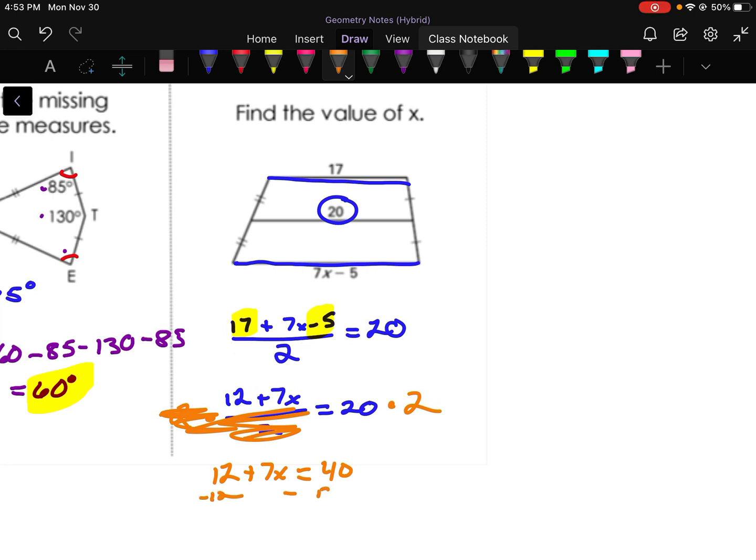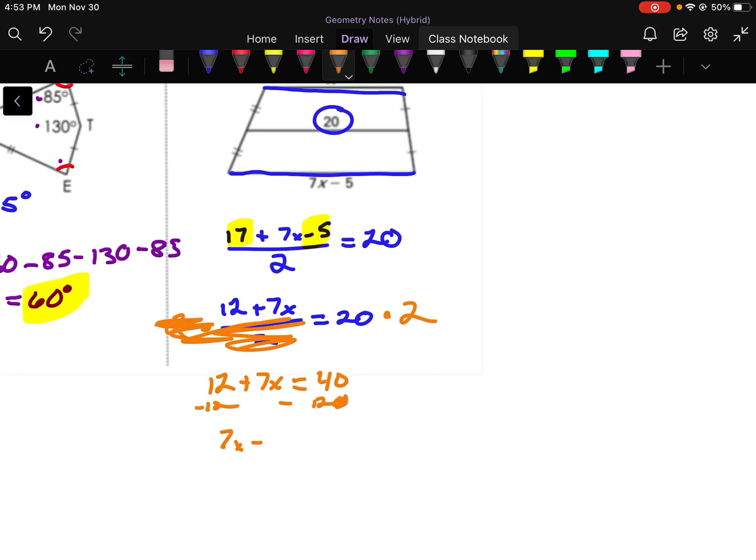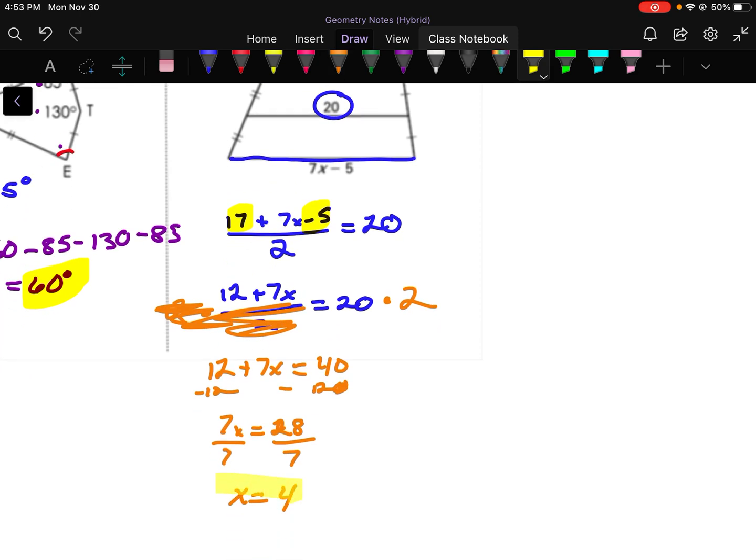Subtract 12 from both sides. Now this doesn't look like too tough of a problem. 7x equals 28. Divide by 7. And x equals 4. Directions say to solve for x. We solve for x. And that'll be it.